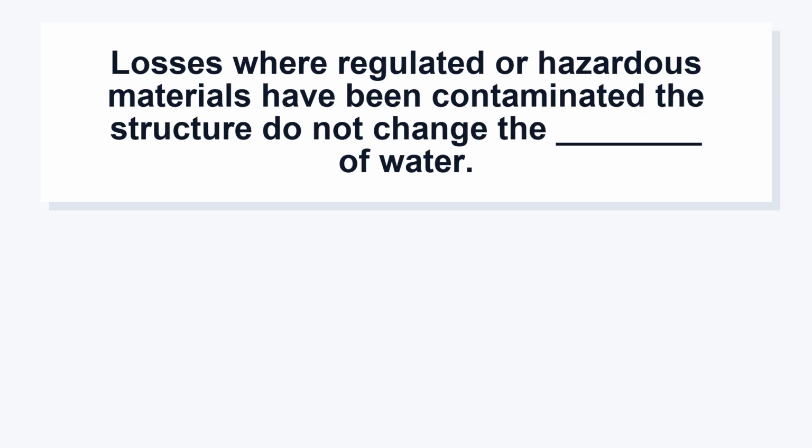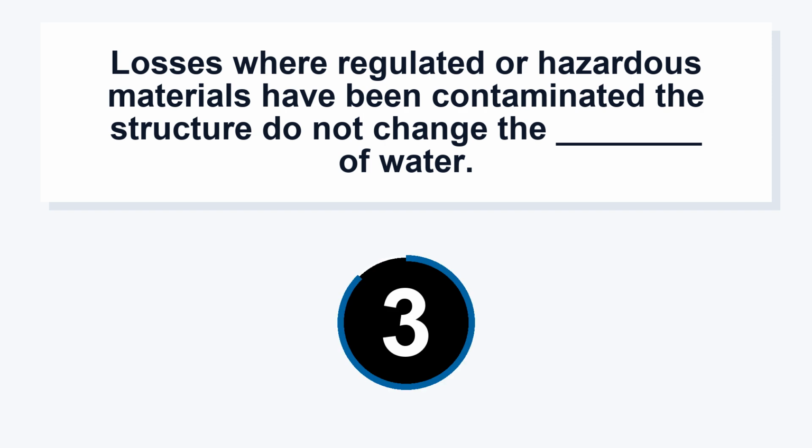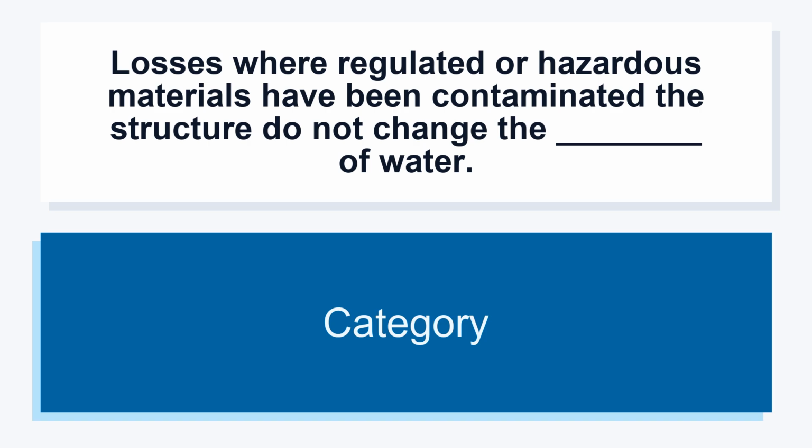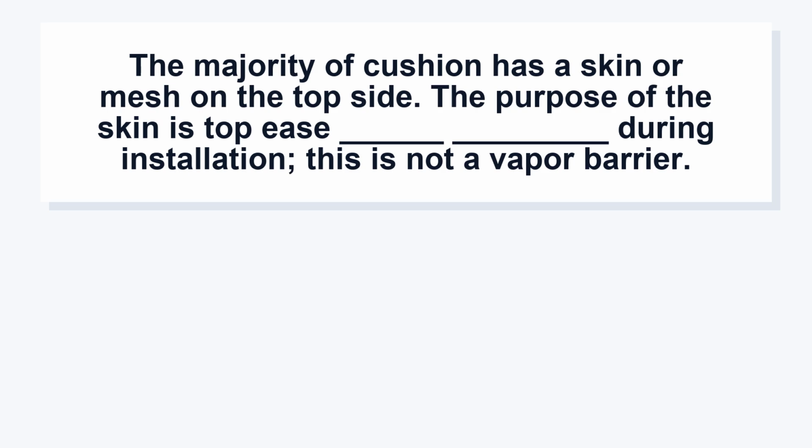Losses where regulated or hazardous materials have been contaminated in the structure do not change the category of water. The majority of cushion has a skin or mesh on the top side. The purpose of the skin is to reduce stretching during installation. This is not a vapor barrier.